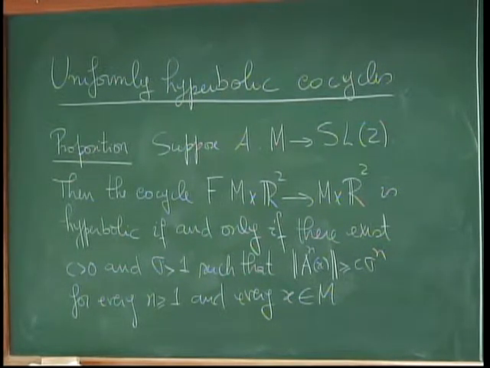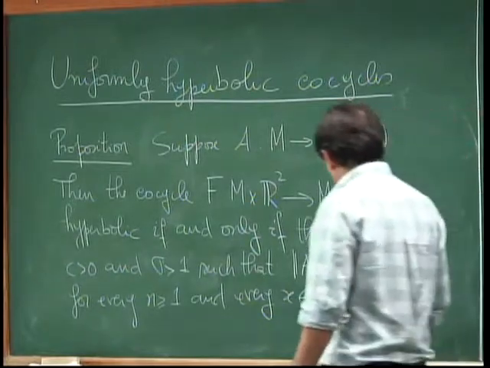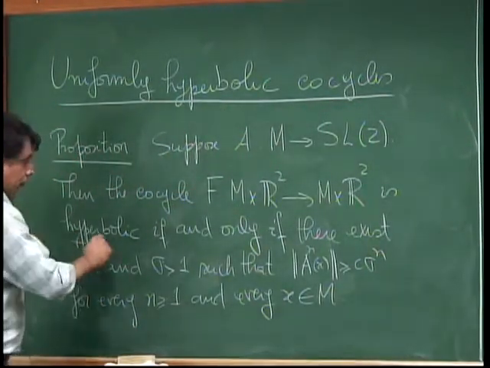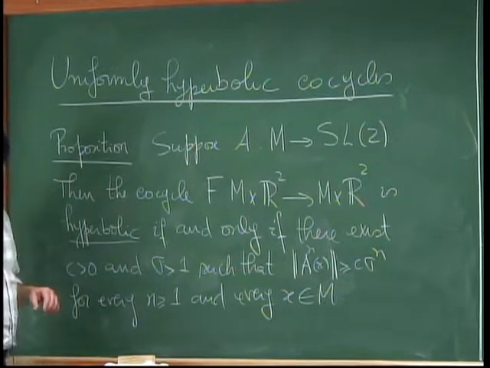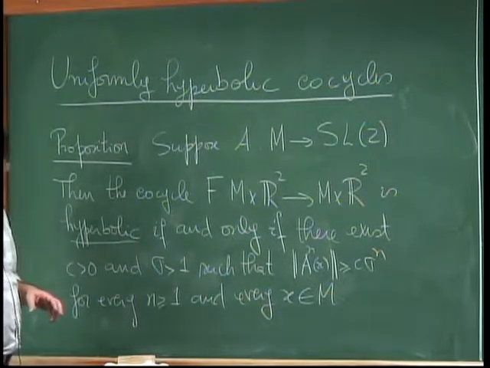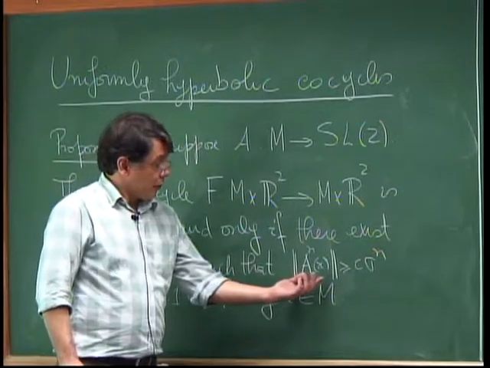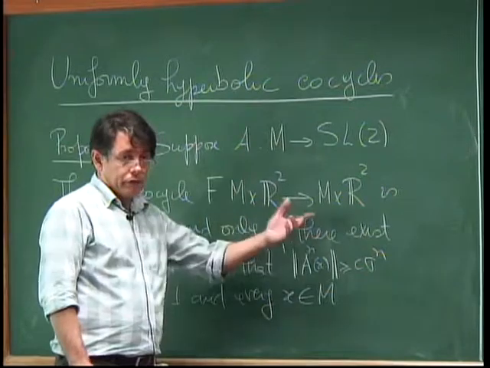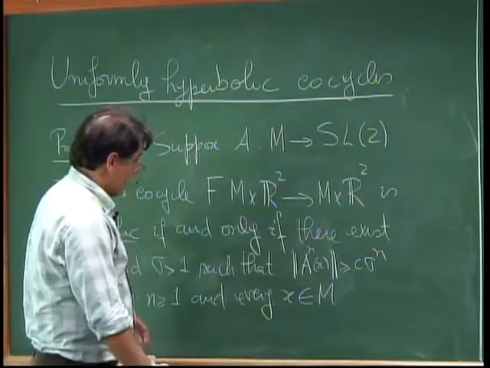This is a low-dimensional statement. This is not true in higher dimensions. It's only for the surface case, for the two-dimensional case. But it's a very nice and useful criterion for hyperbolicity. This allows us to prove hyperbolicity without having to know where the subspaces are. You just have to take the iterates and see that the norm of the iterates grows. You don't even have to iterate backwards. It's enough to iterate forward.